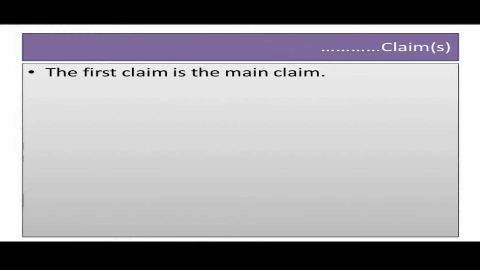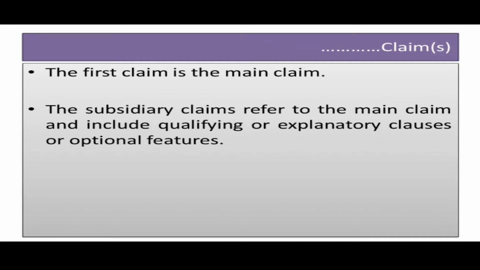And going further, the first claim is the main claim. Here, the main claim, and it is the independent claim. The subsidiary claims or the dependent claims refer to the main claim and include qualifying or explanatory clauses or optional features. Optional features. I stand corrected.